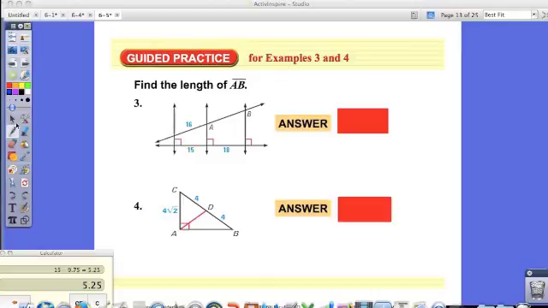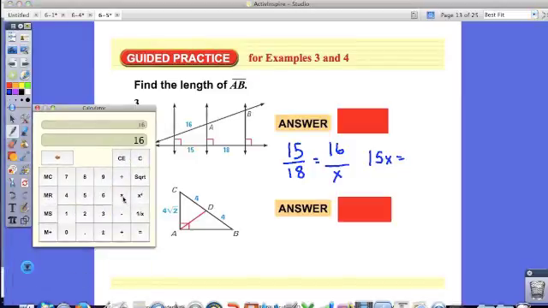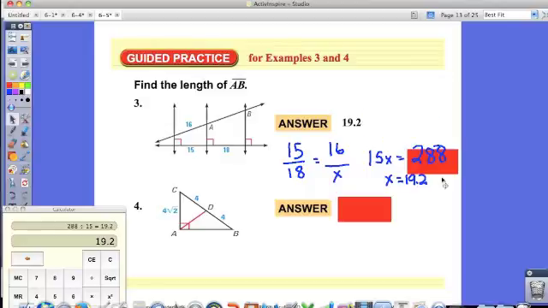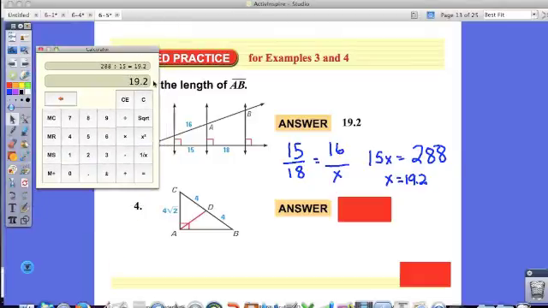Guided practice for lessons 3 and 4. Find the length of AB. So these are proportional. So I'm going to do 15 to 18. It's going to be the same ratio as 16 to line AB, which is X. So 15X equals 16 times 18, that's 288. 288 divided by 15 is 19.2. For the next one, they want to find the length of AB. Well, if this is 4 and this is 4 and this is 4 radical 2, then this is going to be 4 radical 2.